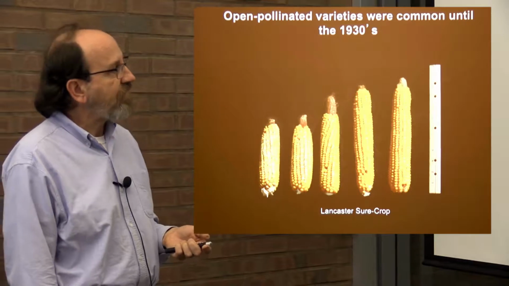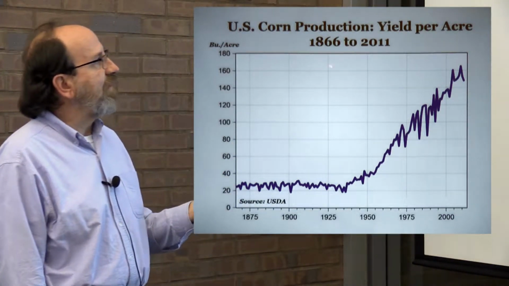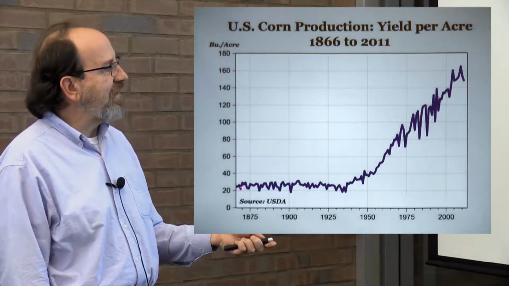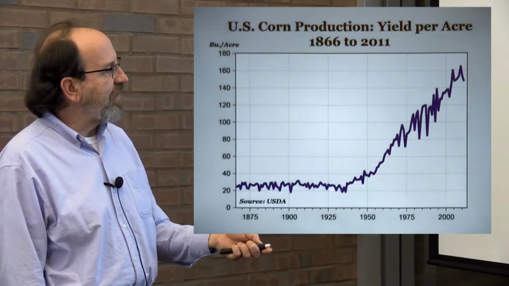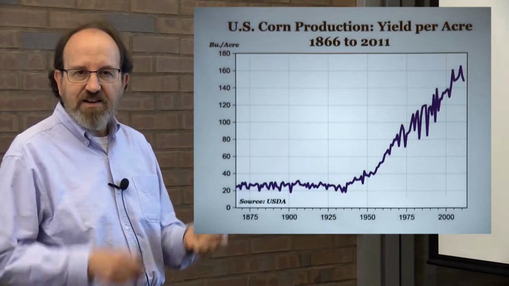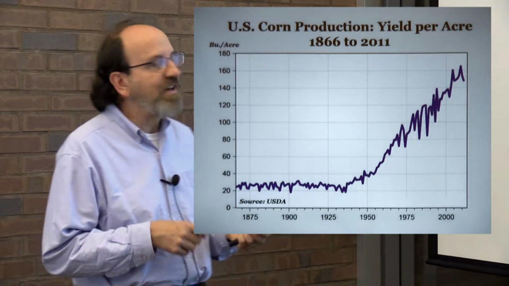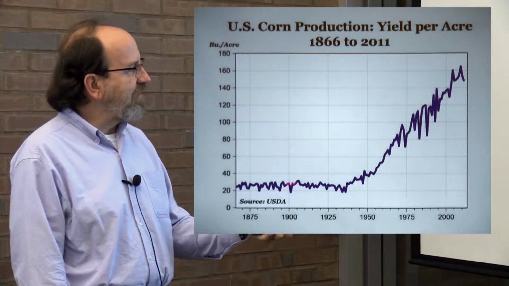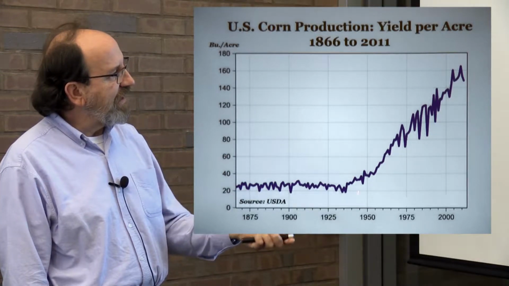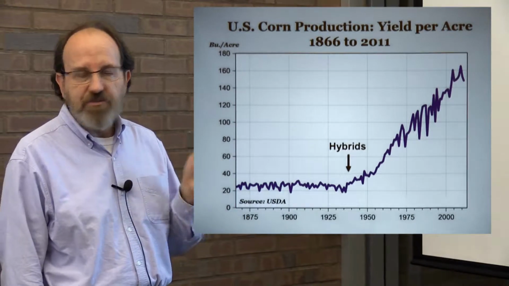If we look at the information about corn production from 1866 to 2011, you can see that for quite a long time here, from 1866 up until about the 1930s, there was no measurable change in corn production, despite all that selection that farmers were doing for big ears of corn and pretty ears of corn. So the yields of corn were pretty much flat. And then something amazing happened right around this period in the mid-30s or so. And that something amazing was hybrid corn.